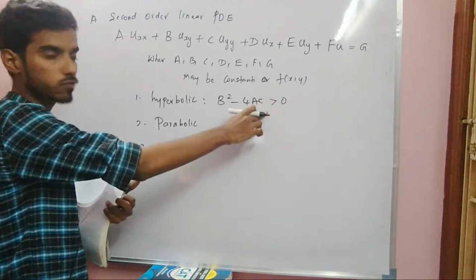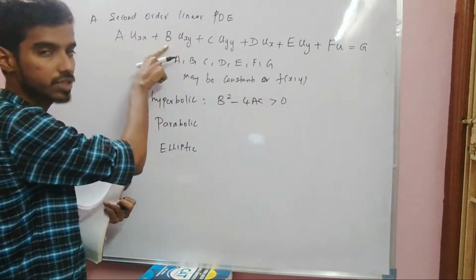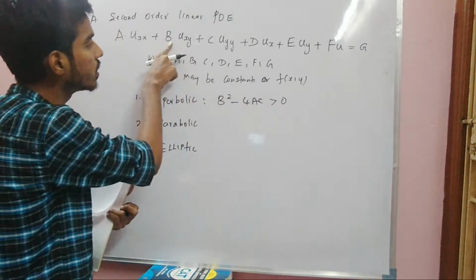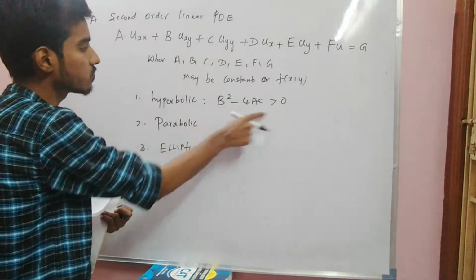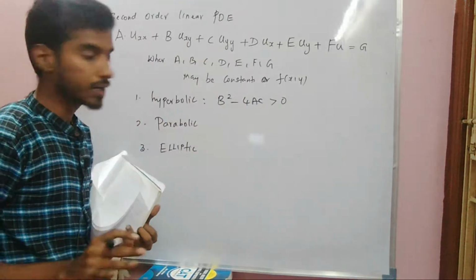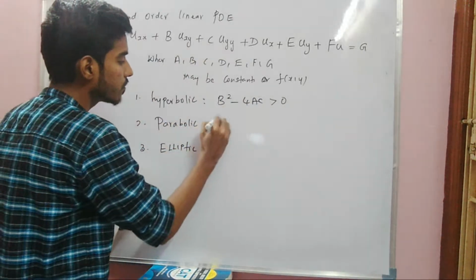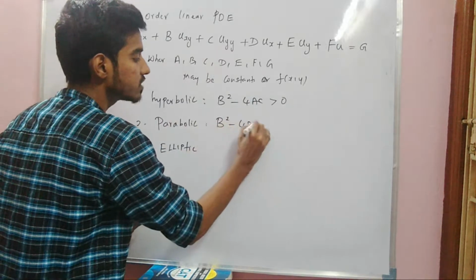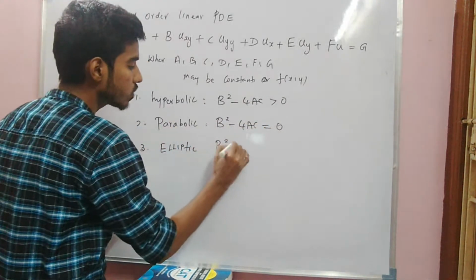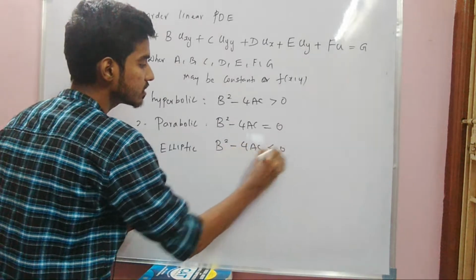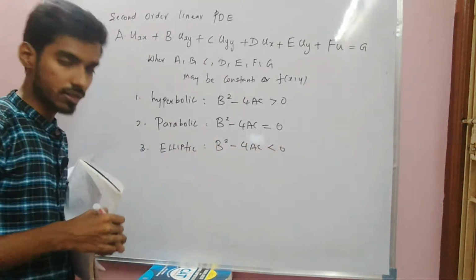Here the coefficient of uxy is b, here we have a, here we have c. So when b square minus 4ac is greater than 0, it is hyperbolic. When b square minus 4ac is equal to 0, it is parabolic. And when b square minus 4ac is less than 0, it is elliptic.